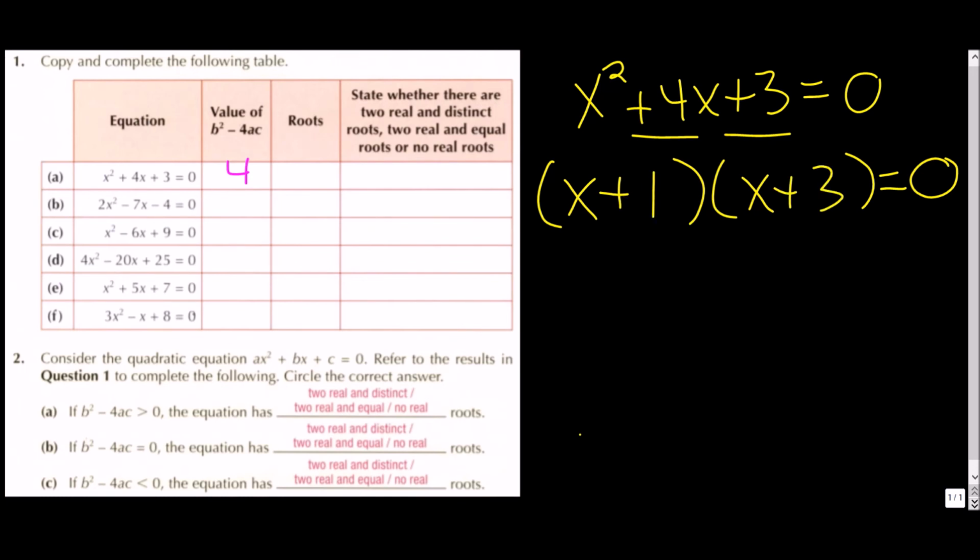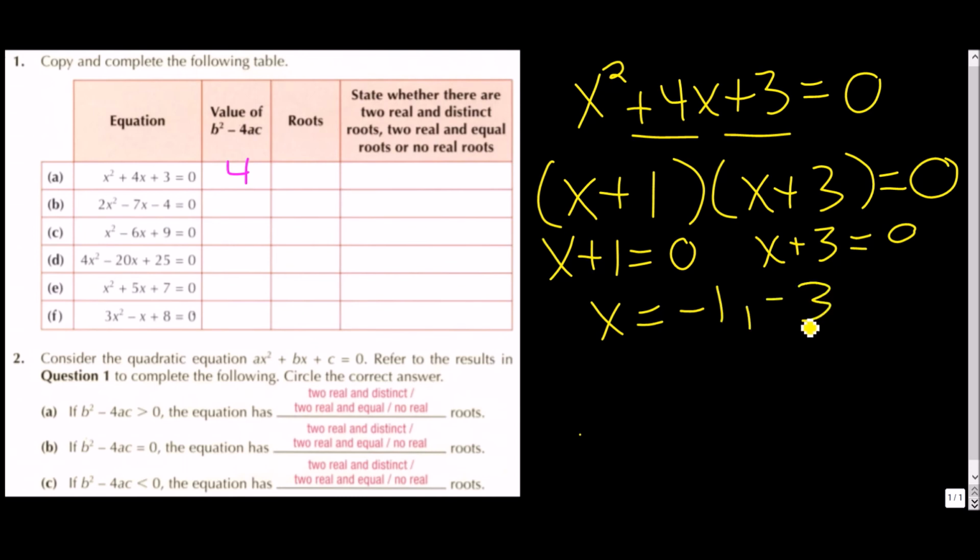So those are the factors. Because those are factors, I know that either x plus 1 makes 0 or x plus 3 makes 0. So I can find my roots to be either negative 1 or negative 3. So the roots are negative 1 and negative 3. And these would be 2 real roots. And, more than that, they are distinct, because they are different. I'm sorry, I'm running out of room. They are 2 real numbers, right? They're not i's or anything like that.